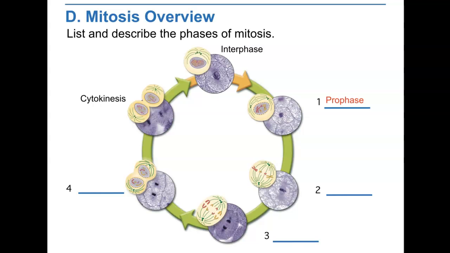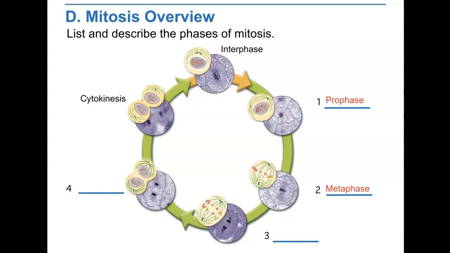For prophase, you should be able to identify that the chromatin condenses into chromosomes, the centrioles separate, and the spindle fibers begin to form. The nuclear envelope breaks down. The second phase of mitosis is metaphase. For metaphase, you should be able to identify that chromosomes line up across the center of the cell. Each chromosome is connected to spindle fibers at the centromere.